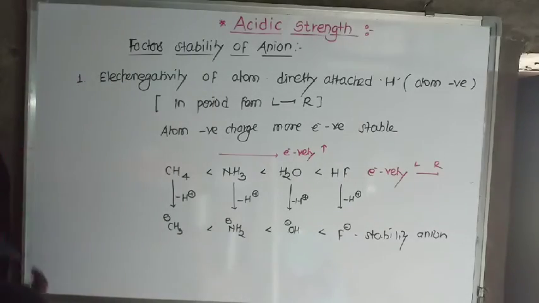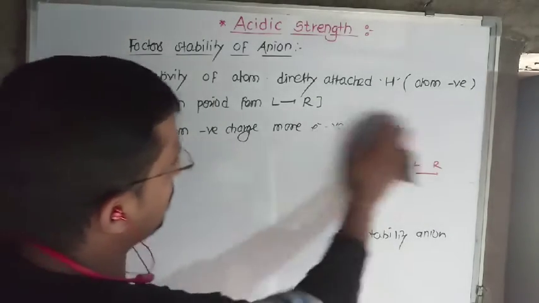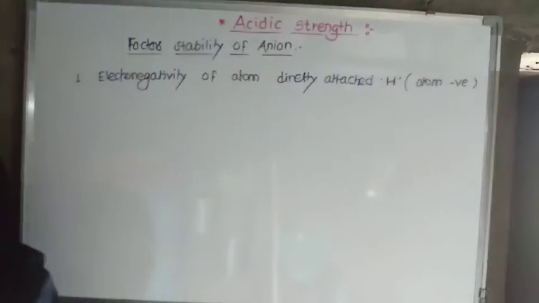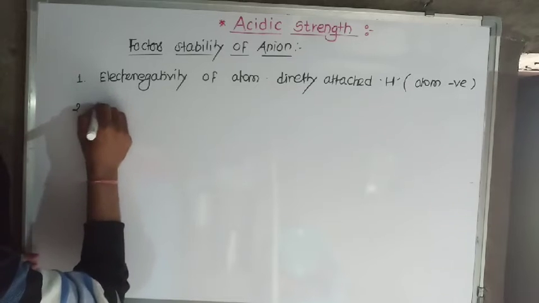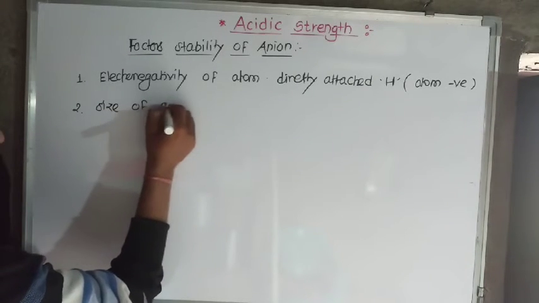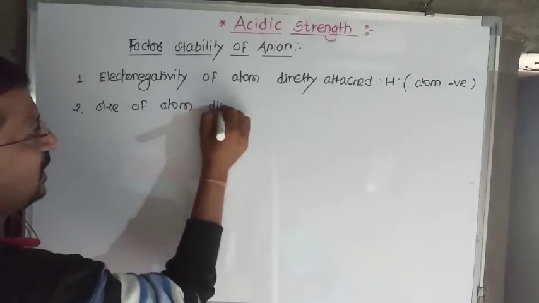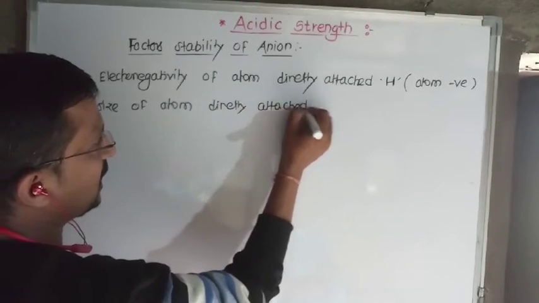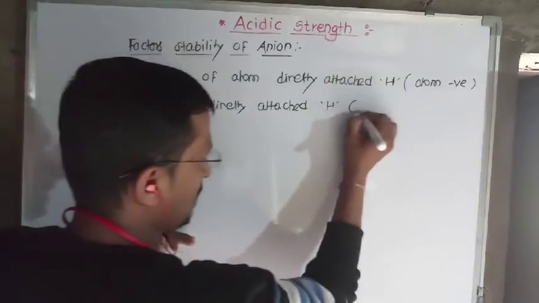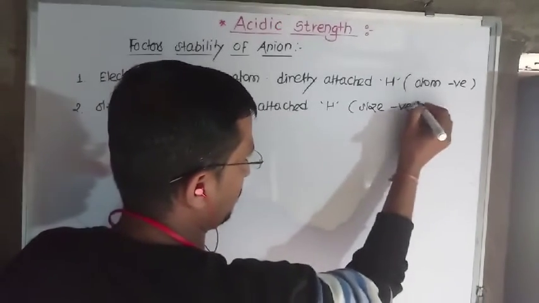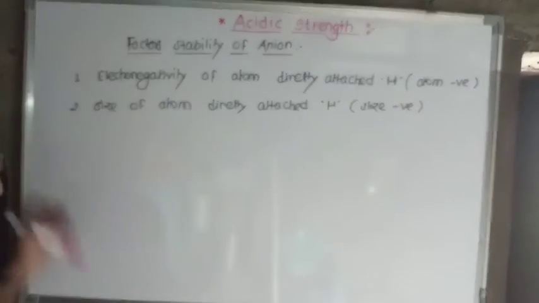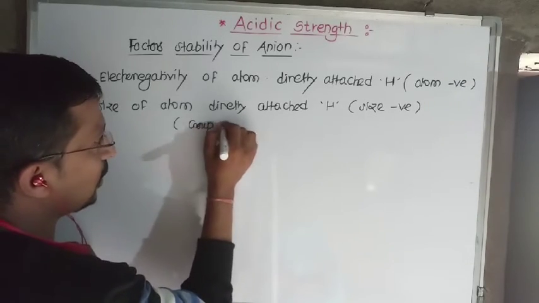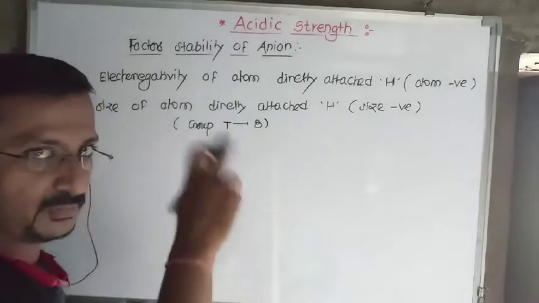Then the next criterion, the second one, is the size of the atom which is directly attached with hydrogen, that is, the size of the negative atom. Remember well, again, this is applicable only in a group from top to bottom.